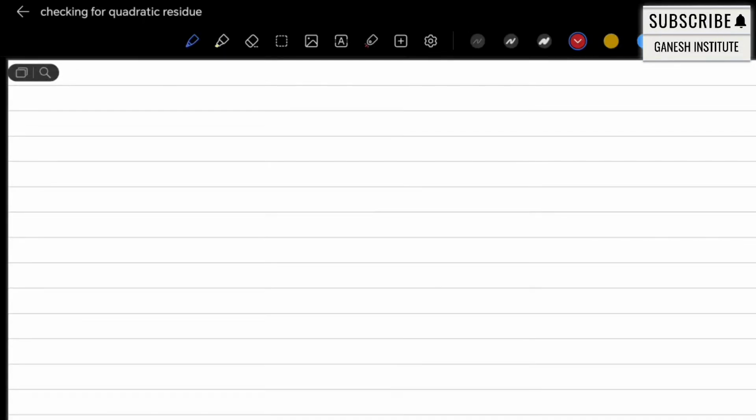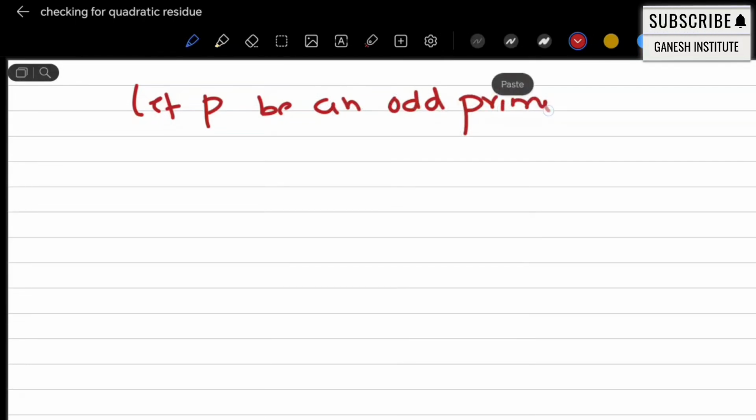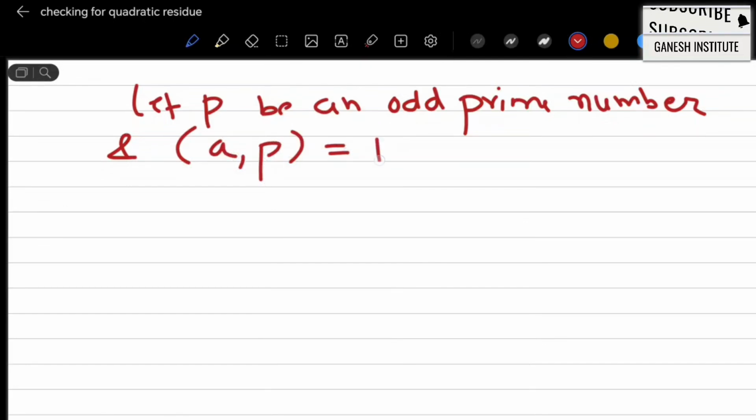In today's video, we are going to check for quadratic residue. What does it mean? Let's say you have p as an odd prime number. That means we are excluding only 2, because the rest of the prime numbers are odd anyway. And the next condition is that the GCD of a and p is 1.